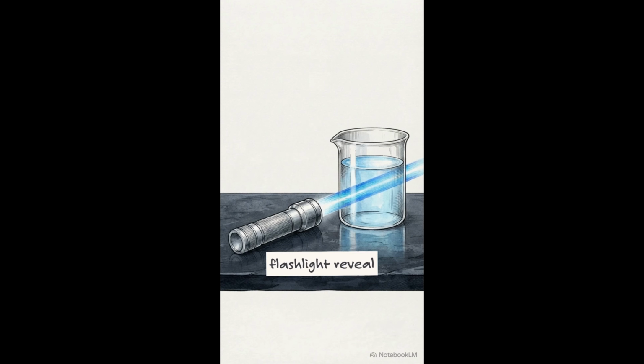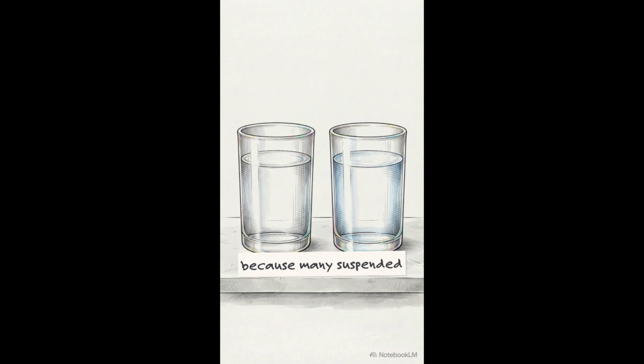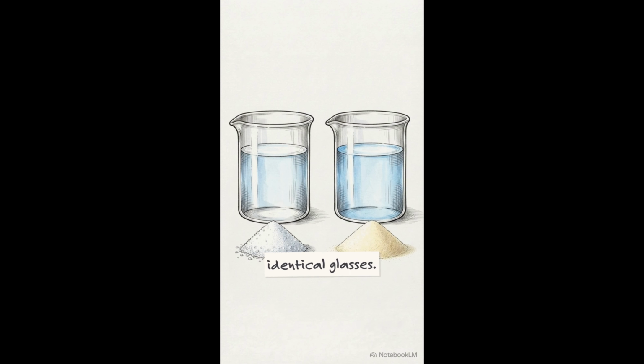How can a simple flashlight reveal the invisible structure of a liquid? It's called the Tyndall effect, and we need it because many suspended mixtures look perfectly clear, just like true solutions. Take two seemingly identical glasses.